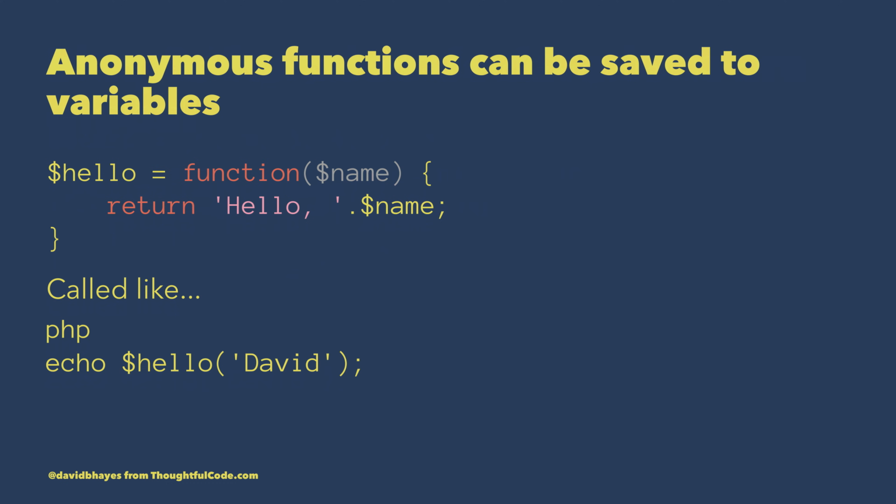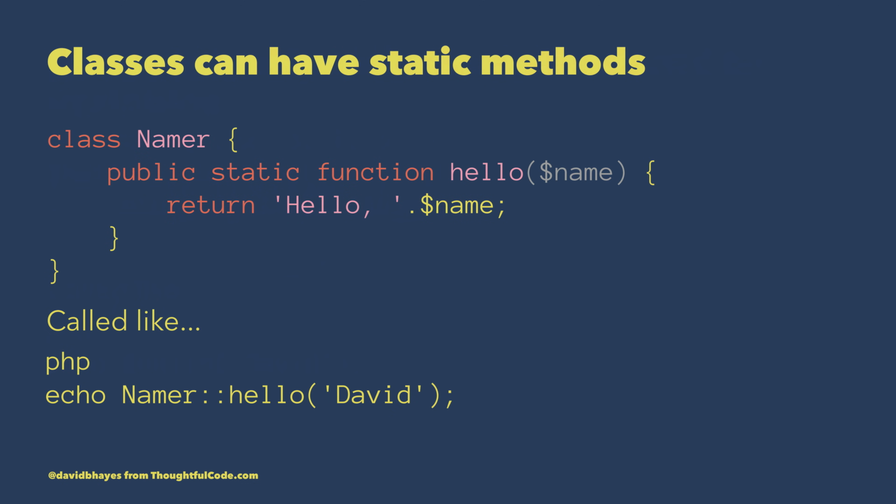So anonymous functions can also be saved to variables. So I can actually say $hello, and then save a function into that. And that will be callable as well, just the same way, only because it's a named variable with a $ sign in PHP, I call it by using that $ sign in front. It's the only thing that's changed here.